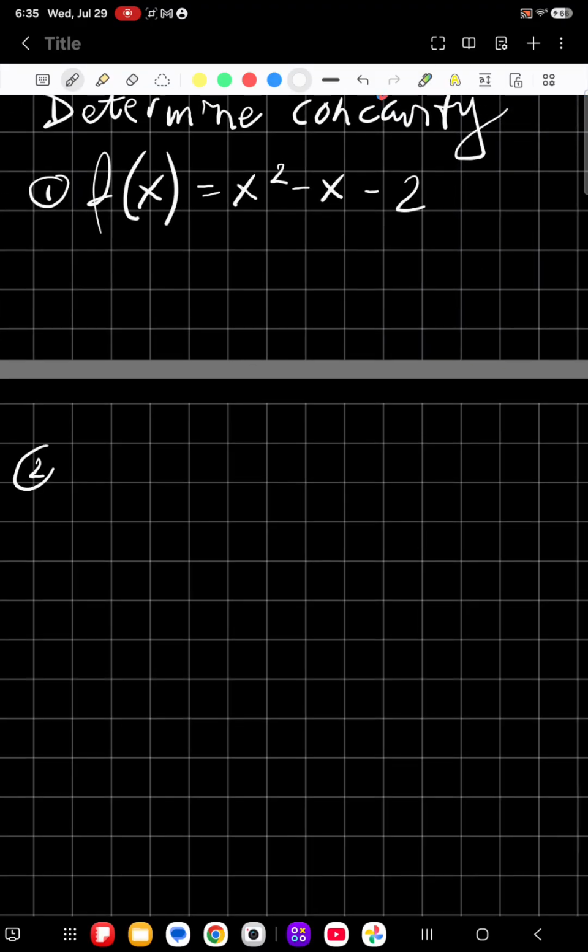Second problem is 3x squared. So let's just write g of x equals 3x squared minus x cubed.